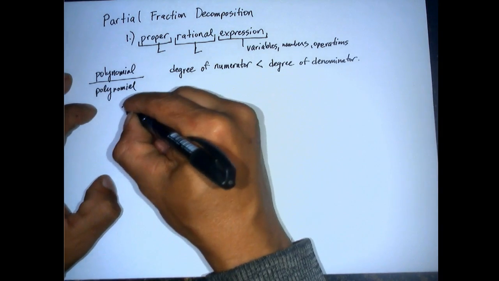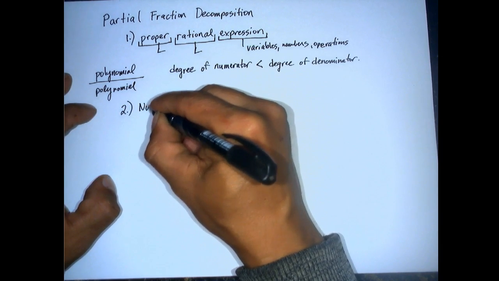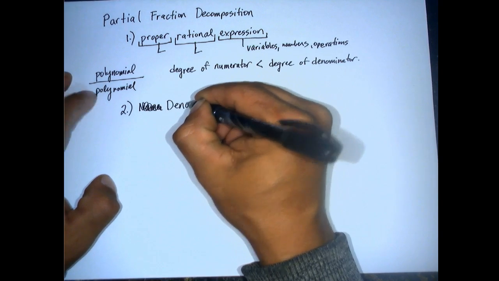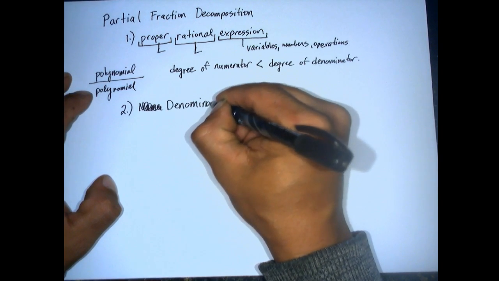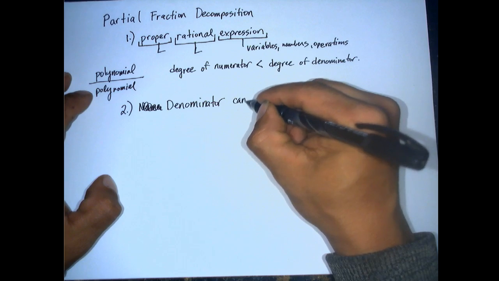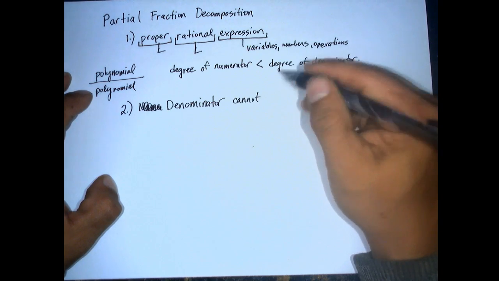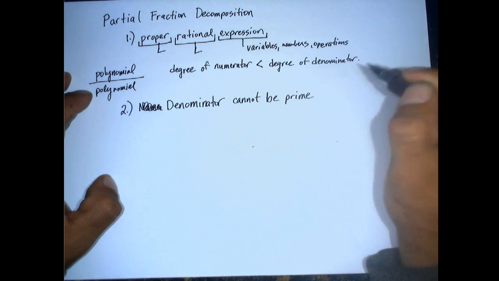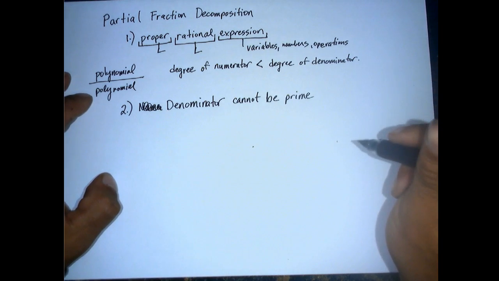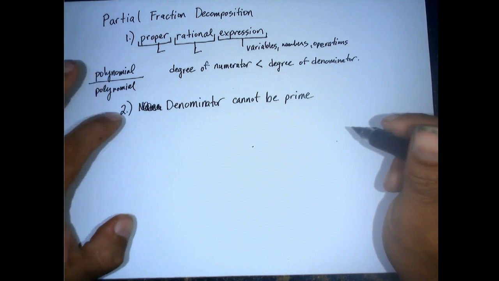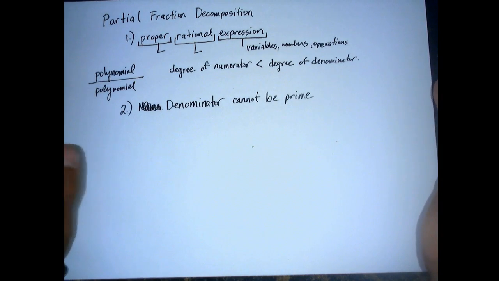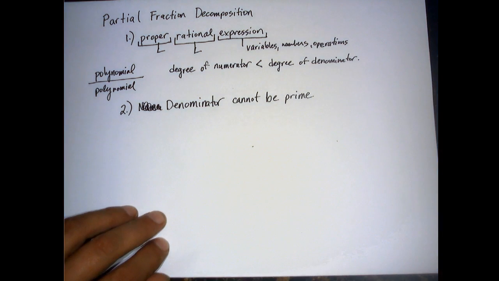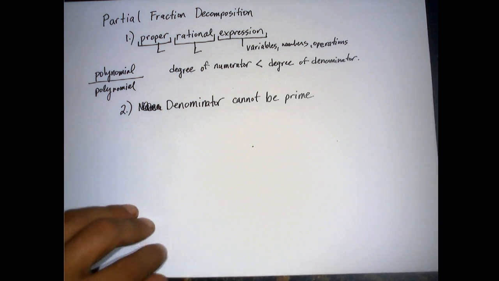And what's the other case? Well, the other case is the numerator. Oh, not the numerator, I'm sorry. The denominator, the bottom fraction, cannot be prime. You have to be able to factor it in order to break it up into a sum of two other things. It has to be able to be factored. So, without further ado, let's look at some examples that we have here.